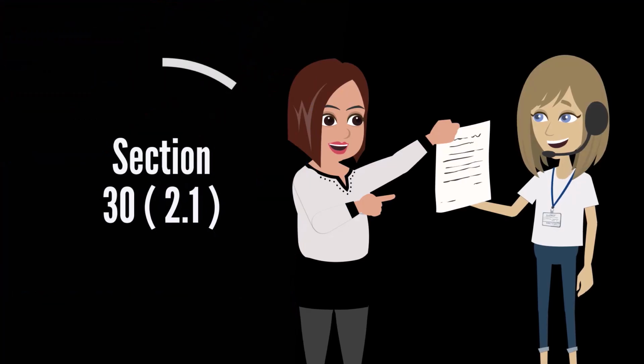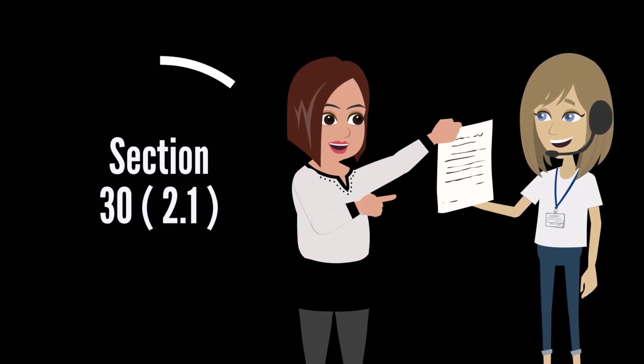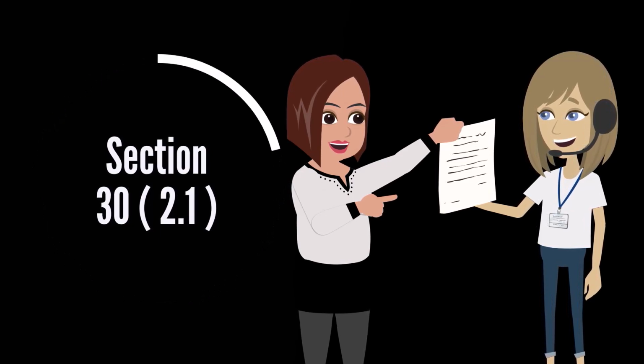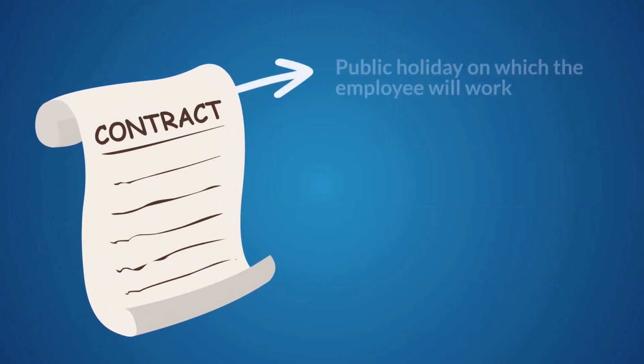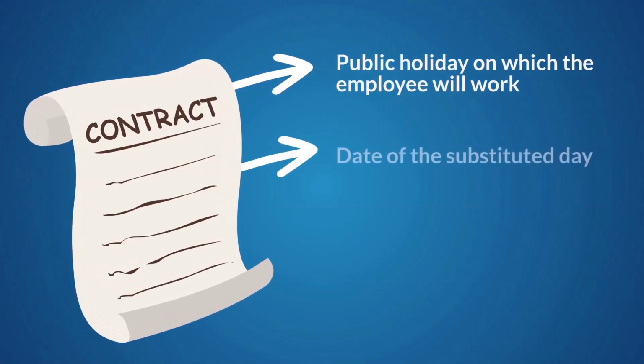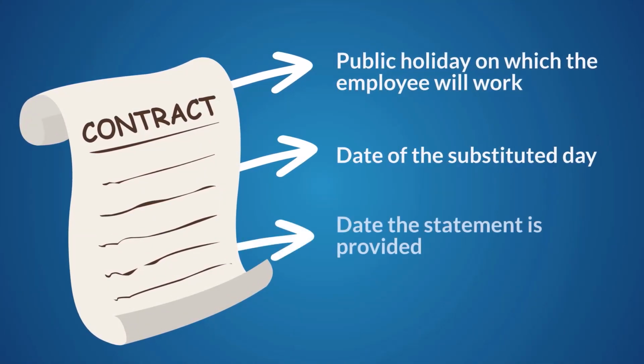Section 30, subsection 2.1 requires the employer to provide a written statement to the employee before the public holiday if a substitute day is designated. This statement should include the public holiday on which the employee will work, the date of the substituted day, and the date the statement is provided.